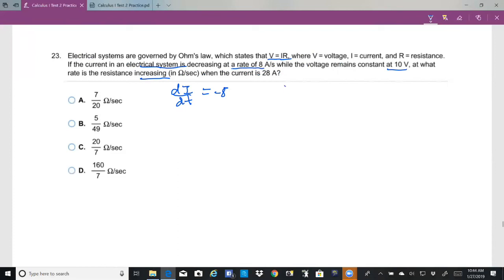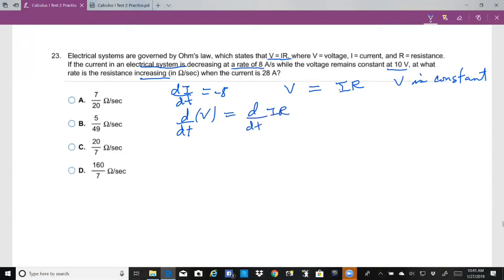So we have a relationship that V is equal to IR, and V is constant. To get a relationship between the variables, we need to take d/dt of both sides. So d/dt of V equals d/dt of IR. d/dt of V, which is a constant, is zero. d/dt of IR is equal to I dR/dt, that's the product rule, plus R dI/dt, and that is zero.